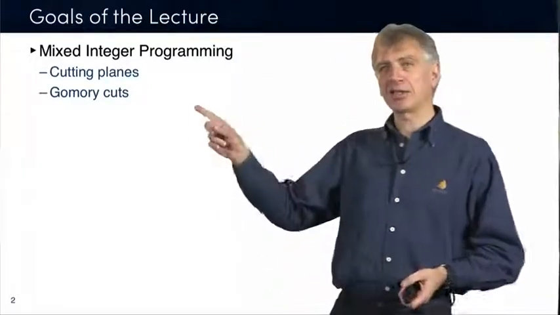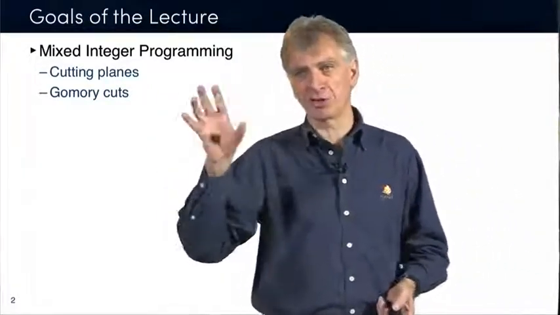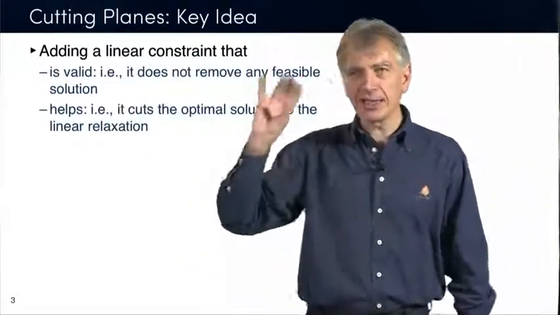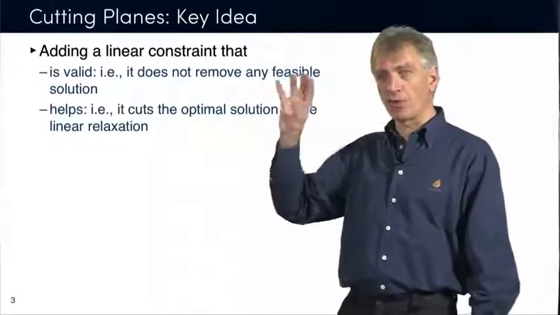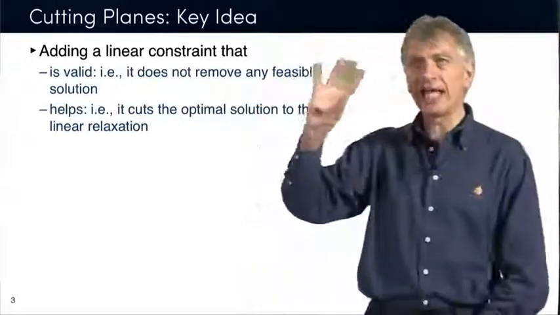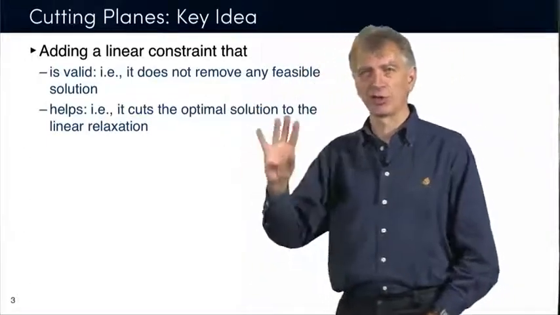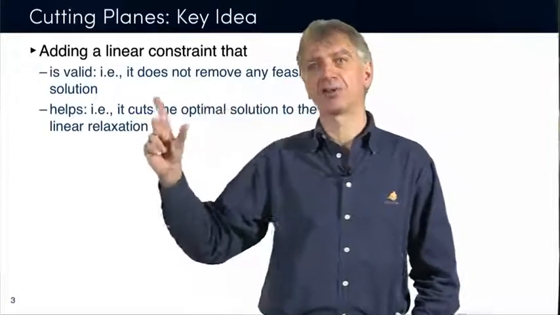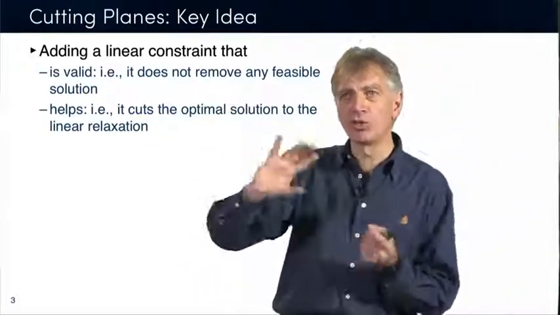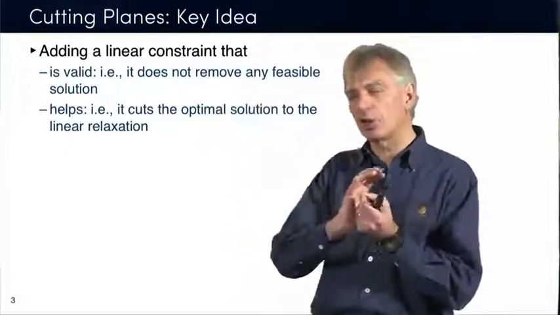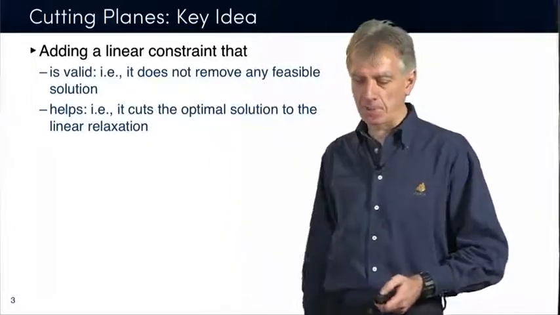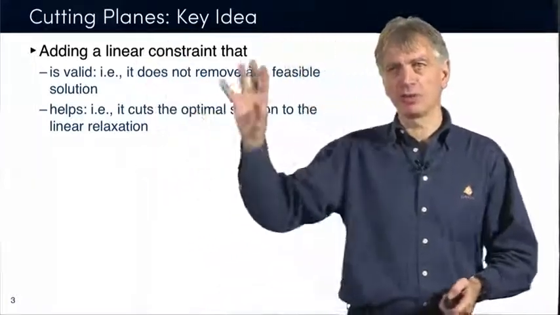This lecture is going to be focused on Gomory cuts, which are very interesting cuts, as you will see in a moment. The key idea of this lecture is very simple. We want to find a new linear constraint that is valid, which means it doesn't remove any integer feasible solution, and that helps: when you are at a particular point, it removes the current basic feasible solution. So it's going to improve the value of the linear relaxation. This is what we want to do.